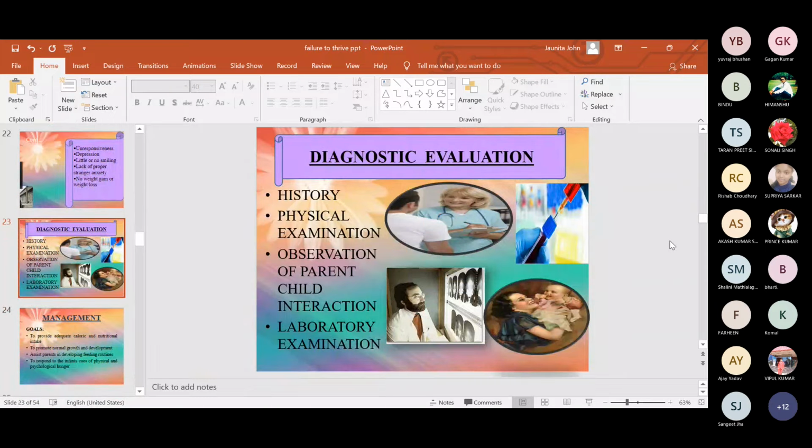Next is, so we will be observing कि mother और child का interaction कैसा है, whether the baby and the mother both are attached towards each other or no, or only the mother is attached towards the baby, or only the baby is attached towards the mother. Next will be lab findings. Further we'll see in the next slides.